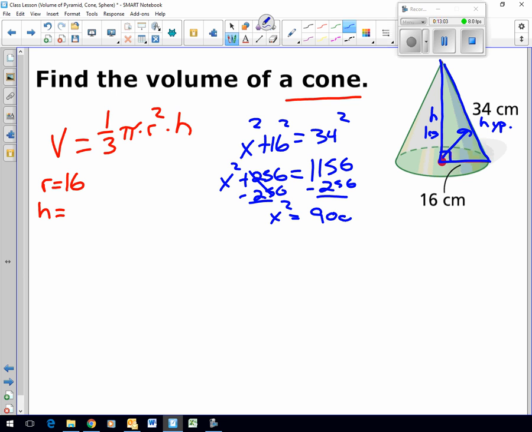How do I get rid of this power of 2? Square root both sides. Do you know the square root of 900? I'll show you a trick. What's the square root of 0? 0. What's the square root of this 0? 0. What's the square root of 9? 3. What happened to the first 0? It left. Alright. Now I know height is 30. I can plug that back in.